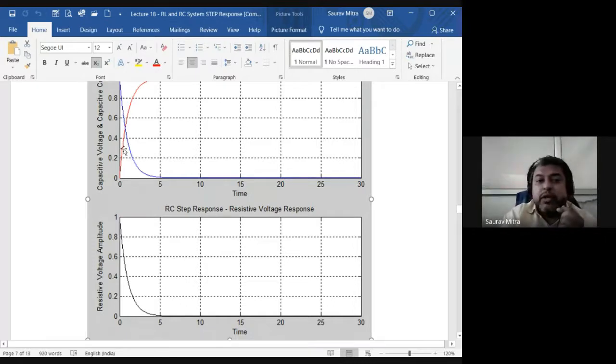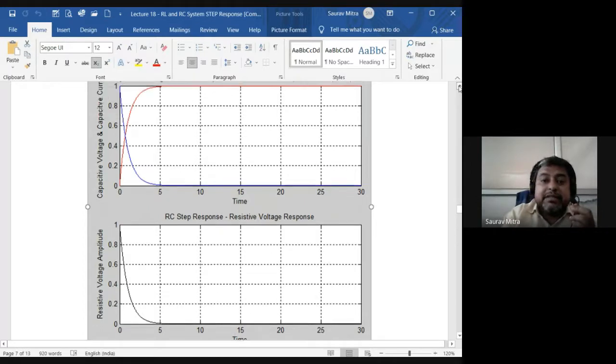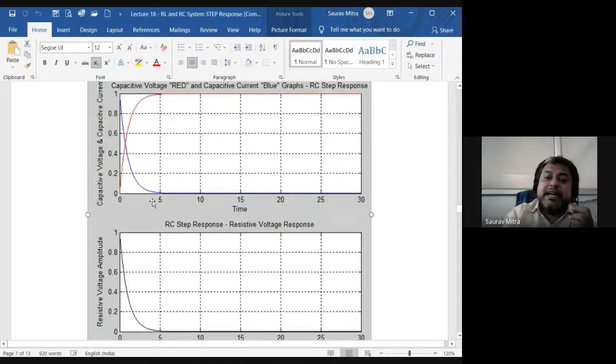So that's why this blue line, this is the capacitive current or circuit current. It is starting at a high value, but as time goes by, it is falling to 0. Resistive current is also falling to 0. So this black and blue line, the current in the circuit and the resistive voltage, they will be following each other in an exact manner. And capacitive voltage and capacitive current, they are opposite. Capacitive voltage in this case is increasing, and capacitive current in this case is decreasing, and after 5 seconds the current has come to the steady state.